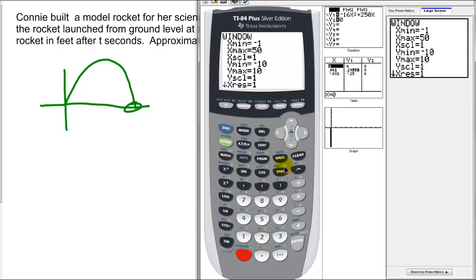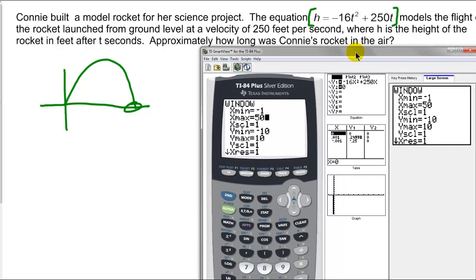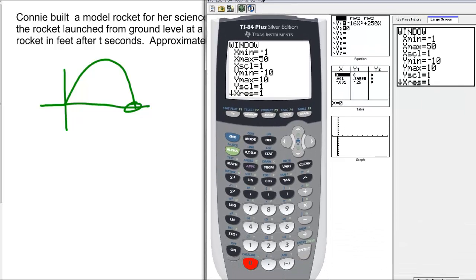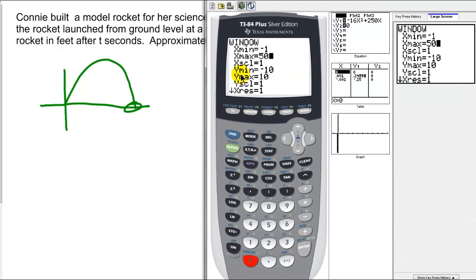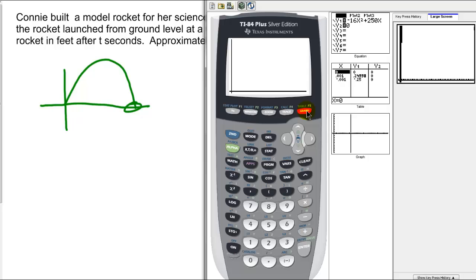And then clearly, if we look at our equation and say at time 1 second, after 1 second this is negative 16 plus 250. So you would think that it's going to be a little less than 250 tall. Well, given that, I'm not going to see that if my y value is up only to 10 high. So I'm going to move that to 300 and see what happens. And then I'm going to hit graph again.